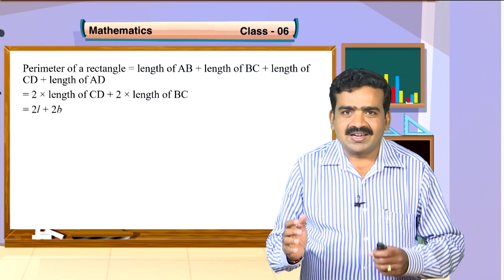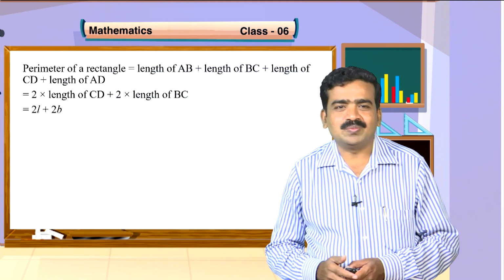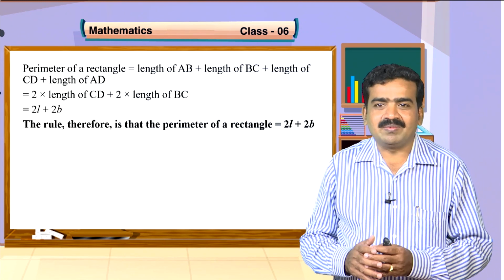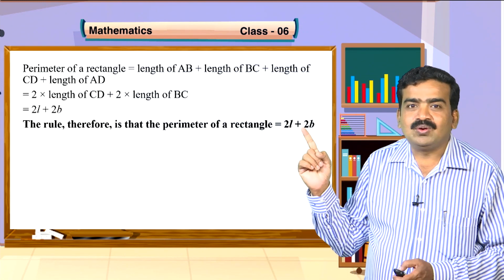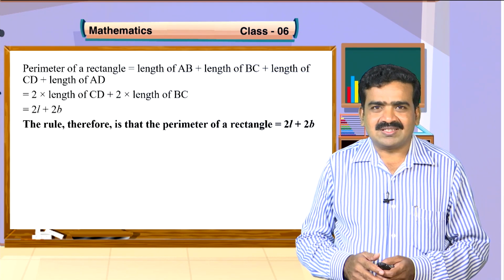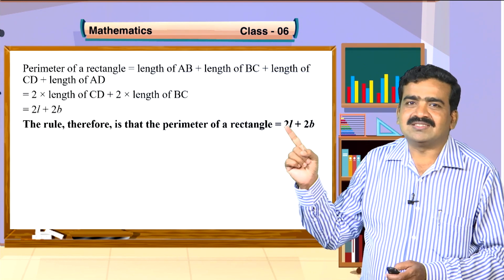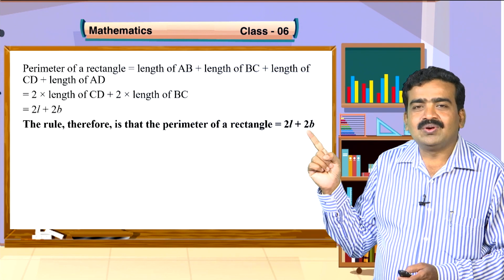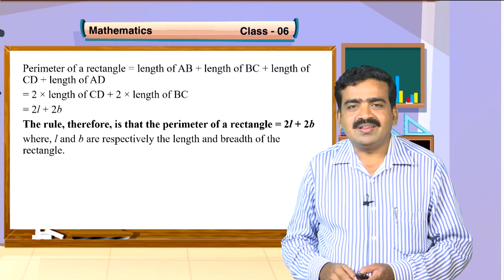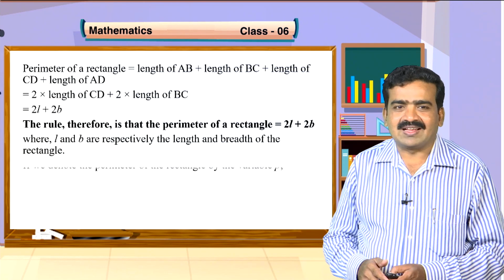Then if you are going to write in terms of L and B, therefore which is equal to 2L plus 2B. The rule therefore is that the perimeter of a rectangle is equal to 2L plus 2B. Can you tell me what is the formula used to calculate the perimeter of a rectangle? Yes, you are right. It is equal to 2L plus 2B. Here L and B represent length and breadth of a rectangle.